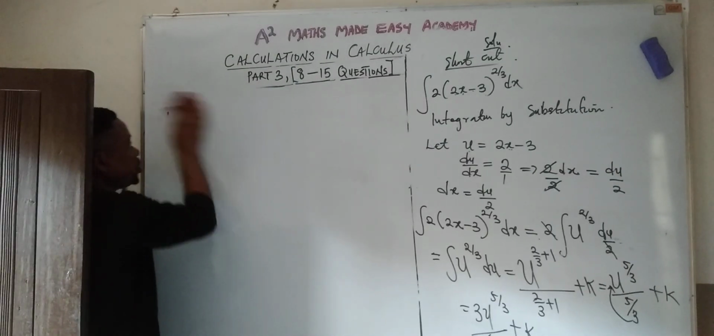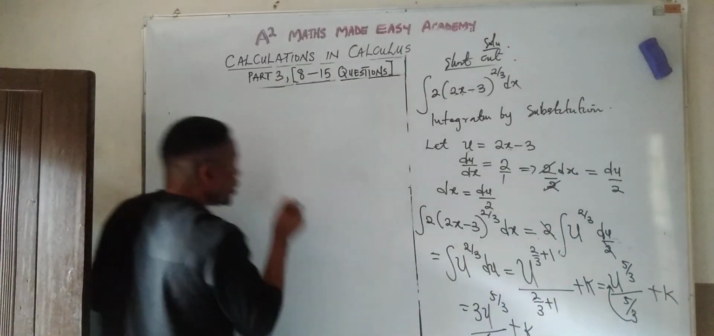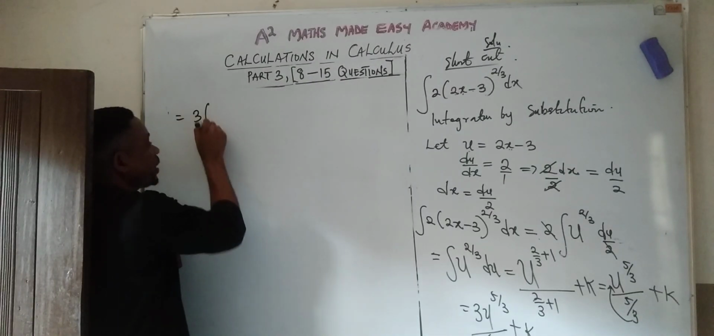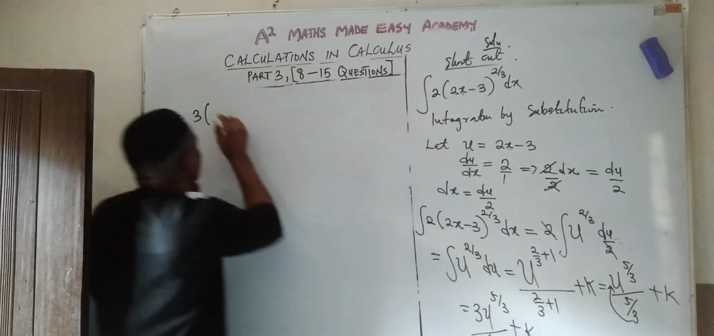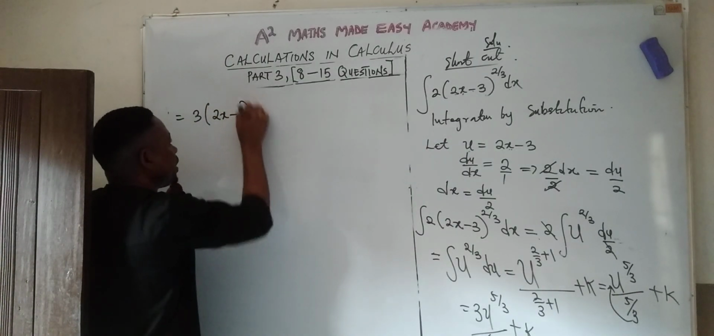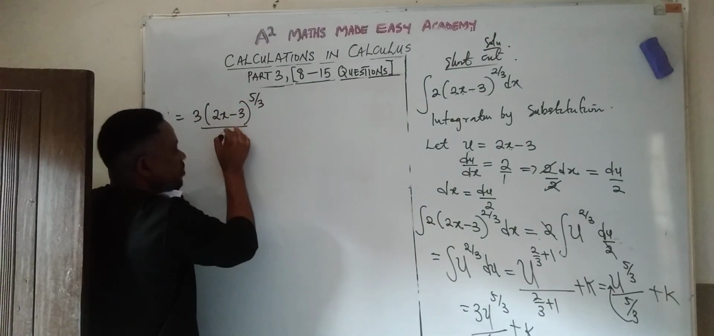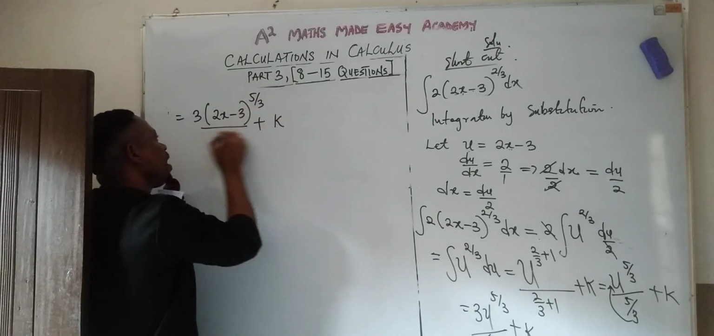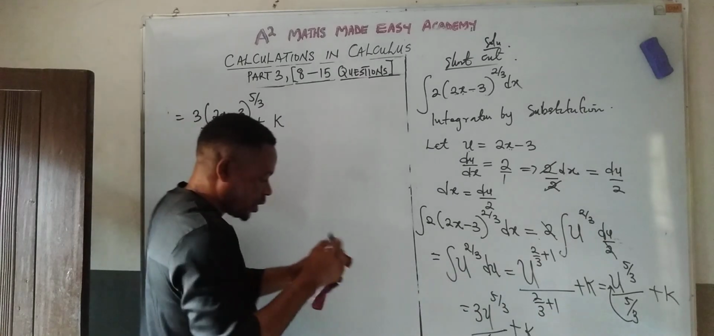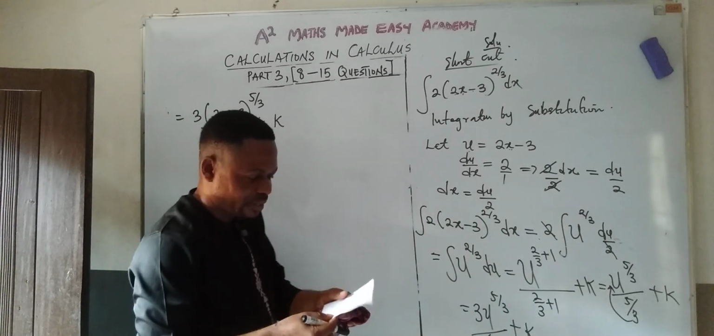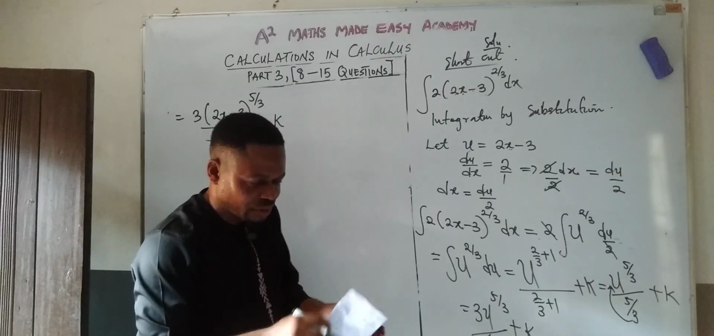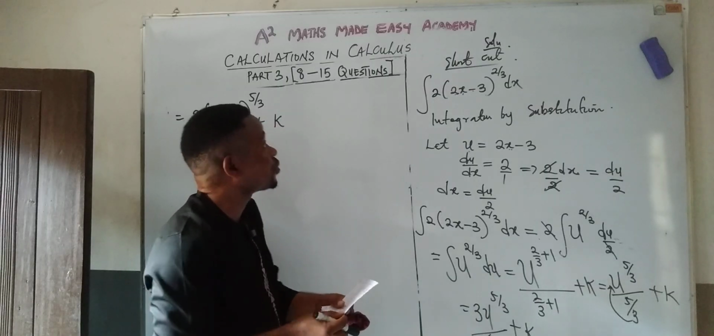You now substitute for u. So it becomes 3 brackets, this is u, right? u is 2x minus 3, raised to the power of 5 over 3, divided by 5, plus K. And that is the final answer. We call it integration by substitution.